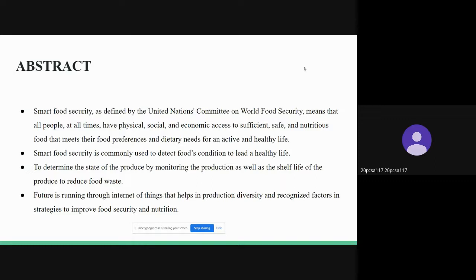It is also used in the agricultural sector, which is facing many challenges in enhancing production and developing natural resources. The main thing is the growing demand for agricultural products. However, it also offers opportunities for processes to sustain and improve productivity and reduce waste in the supply chain. So the future is running to the Internet of Things, which helps in production diversity and organized factors in these strategies to improve food security and nutrition.